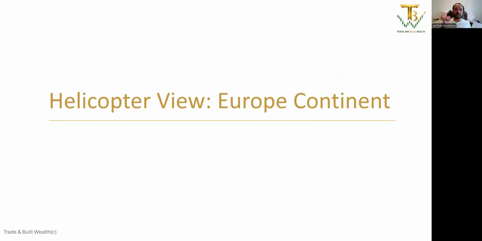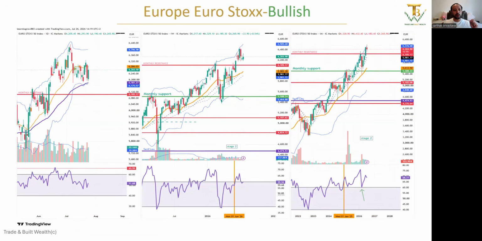Now let's have a look at the helicopter view, which is the European market. So if I have a look at the European market, monthly is strong. The RSI is also about 60. Weekly, it's trying to break that 60. Let's see if it's able to close above as well. We have next week as well. So let's see what happens.